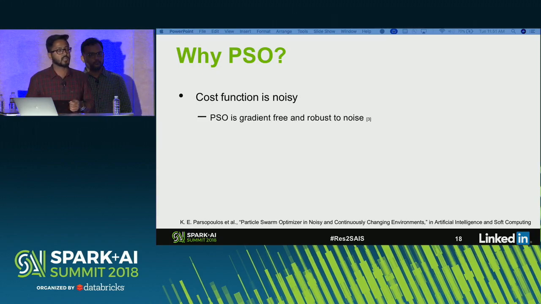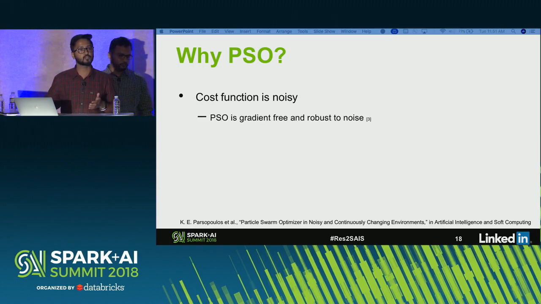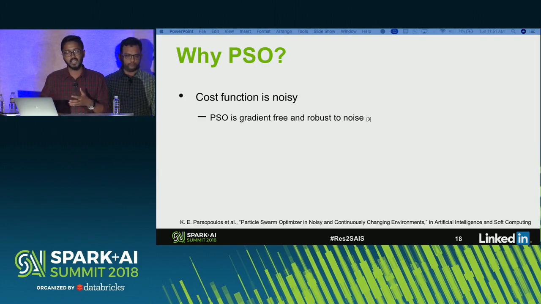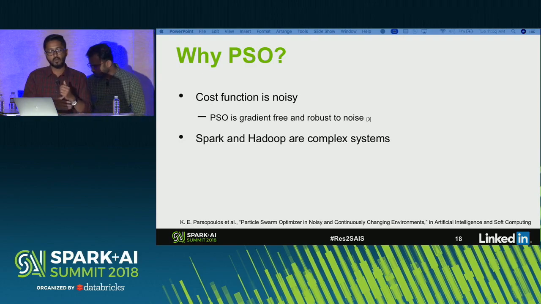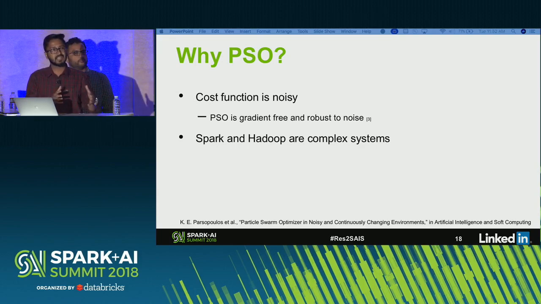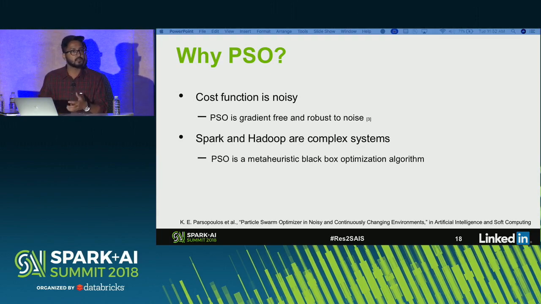But this algorithm is gradient free and it is robust to noise. In fact, what we found in the literature is that noise actually helps this algorithm avoid getting stuck at local minima. The other reason was Hadoop and Spark. These systems are quite complicated to understand completely and write the logic to optimize for. But this algorithm is a black box optimization algorithm. It does not really care about the details of Hadoop and Spark.